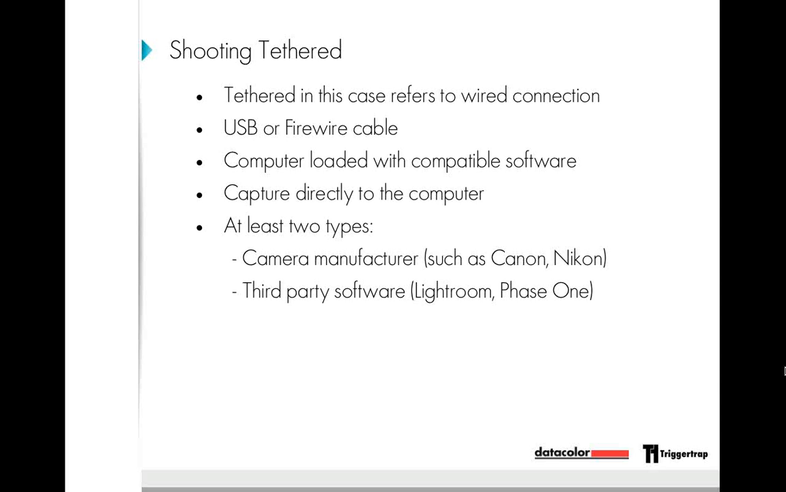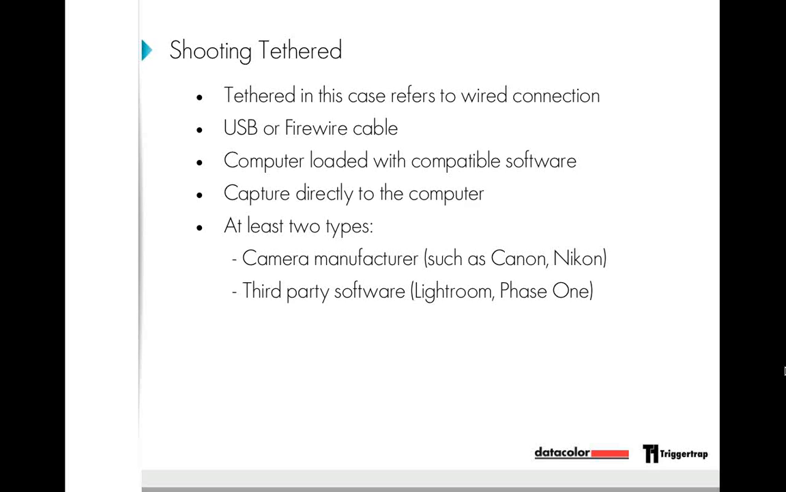The computer has to be loaded with software that's compatible with the camera. In other words, that software version, for example, Lightroom keeps updating its list, Capture One keeps updating its list. The software has to include that camera as a supported device. If it doesn't, it's not going to see the camera, and you're not going to be able to do any work with it. The nice thing about this is you can capture directly to the computer.